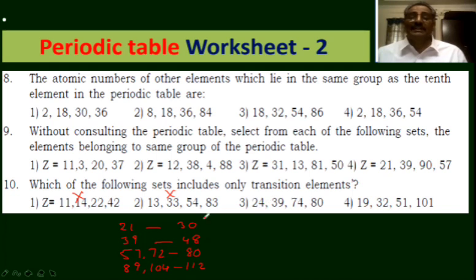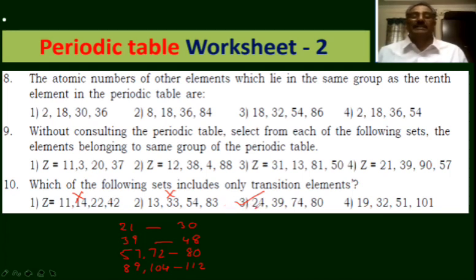24 is in between 21 and 30. 39 is also included in this list. 74 is also in this list. 80 is also in this list. So the third option is the right option here. Here 19 is not present in this list. So the only correct option is the third option.